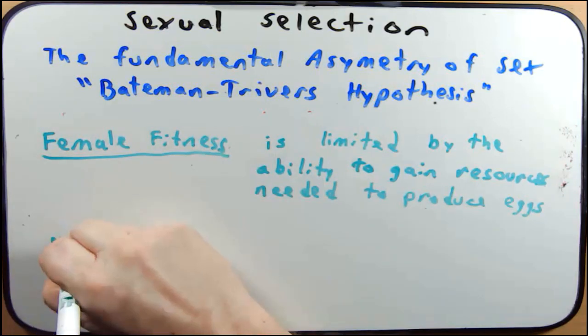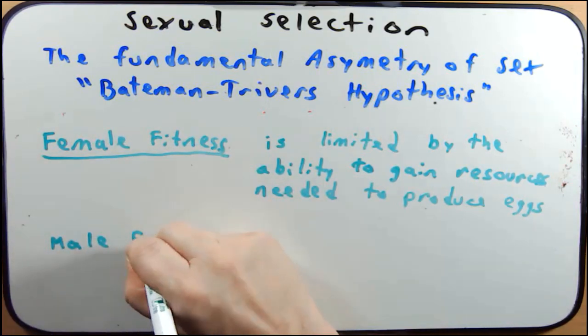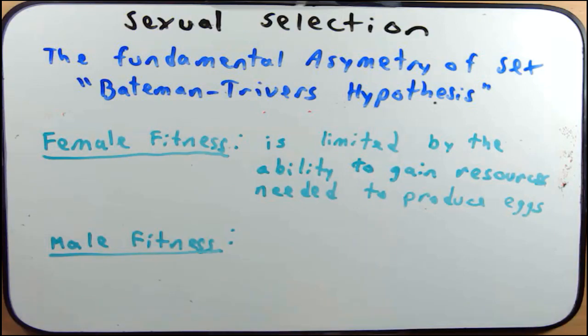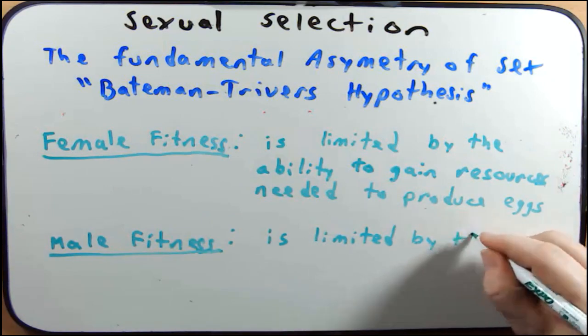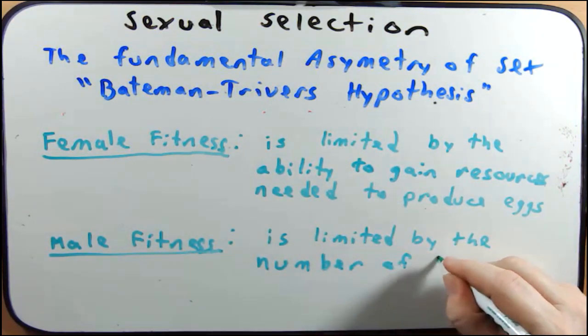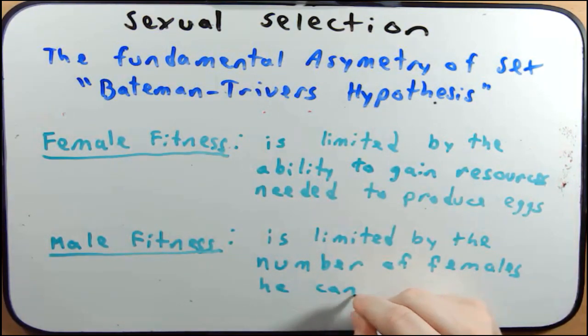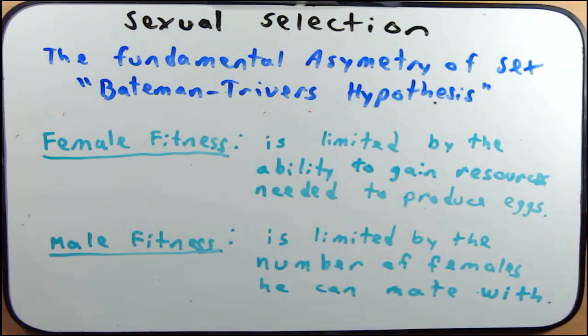On the other hand, let's think about male fitness. It's limited by the number of females he can mate with. So he wants to put more energy into things that will attract more females, or maybe more energy into ways to outcompete other males. But his fitness, his ability to pass on his genes, is really a matter of how many females he can mate with.